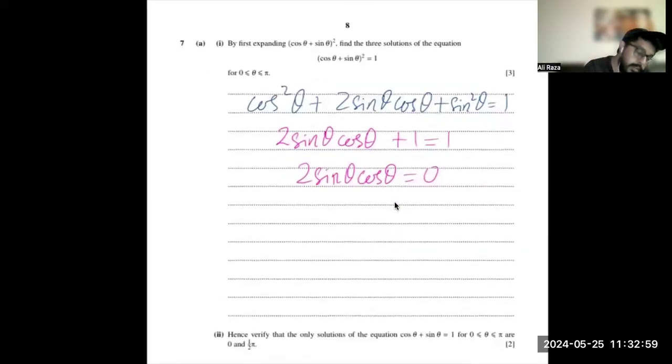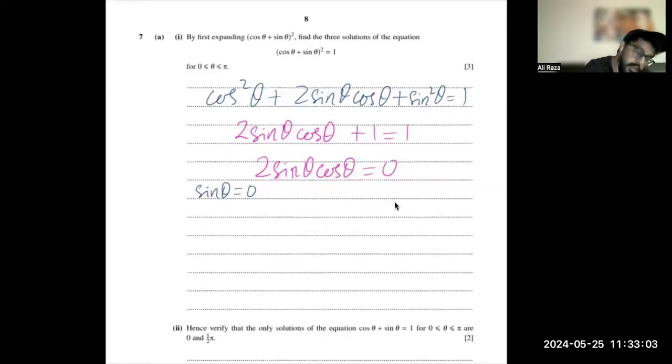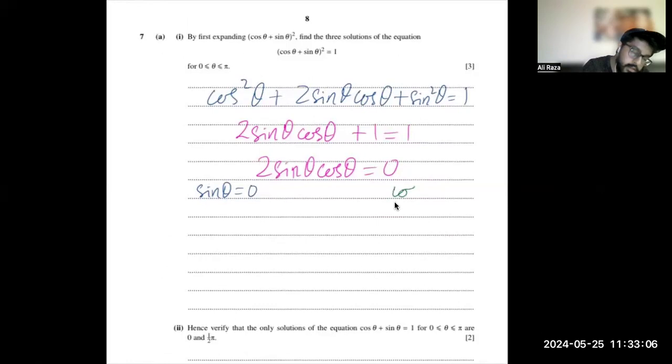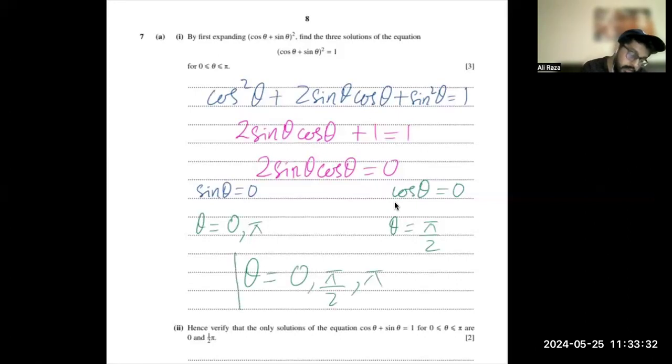Now we can equate sin theta with 0 and cos theta with 0 as well. Sin theta equal to 0 would have the values 0 and pi, and cos theta would have the value pi over 2. The values are 0, pi over 2, and pi.